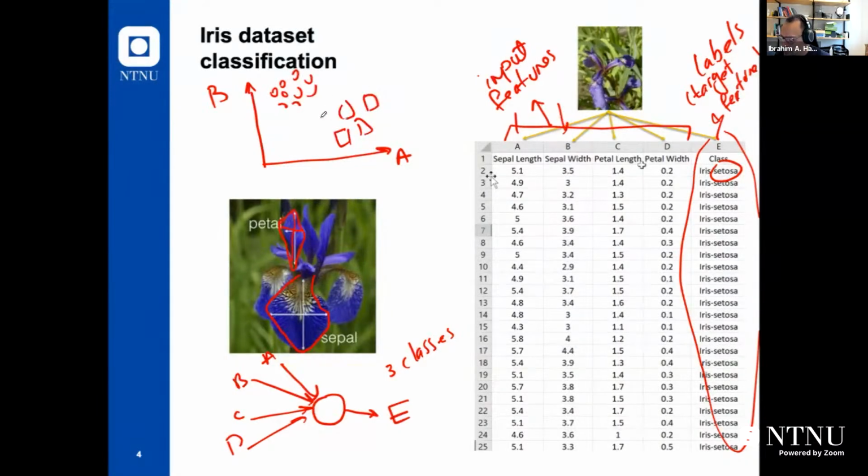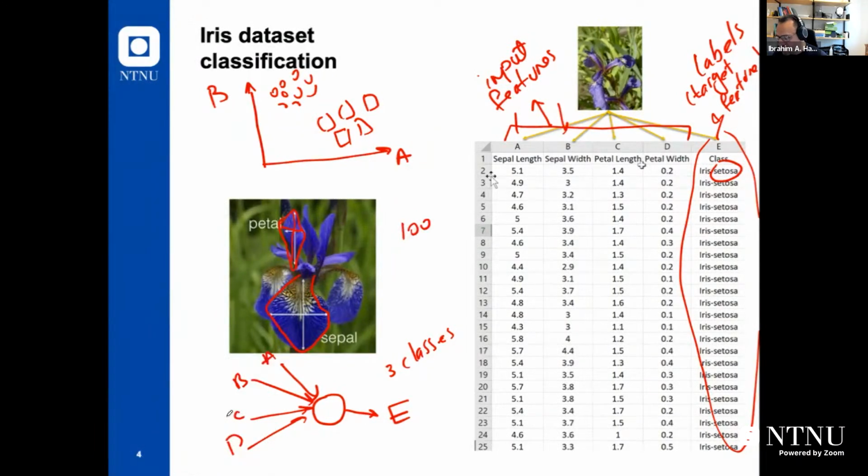So I will select the first 100 points, because in this data set, each 50 points corresponds to one class. So if you want to convert this problem into a binary classification problem, we need to select only the first 100 points, because the first 100 points correspond to 2 classes.